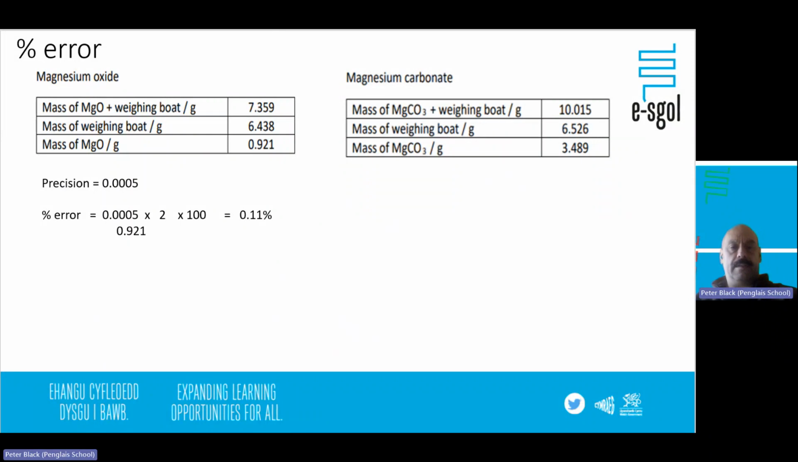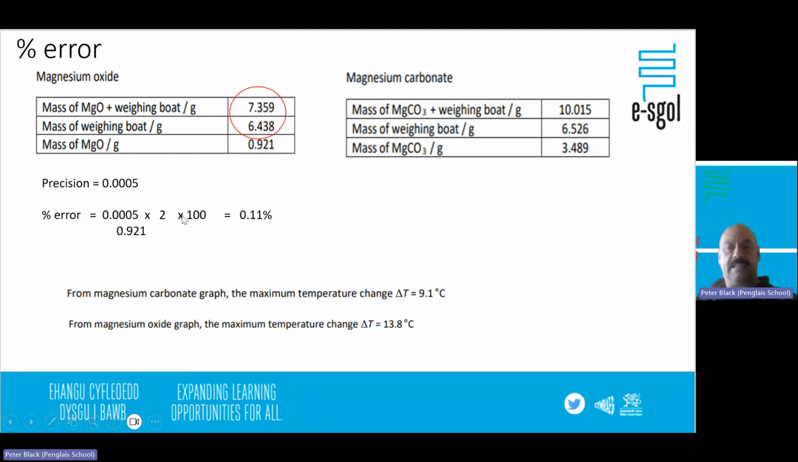Okay, so this is something to bear in mind whenever you take a reading. If it relies on 2 readings, then you times your precision error actually by 2. Okay, so I get an error of 0.11% in terms of weighing.